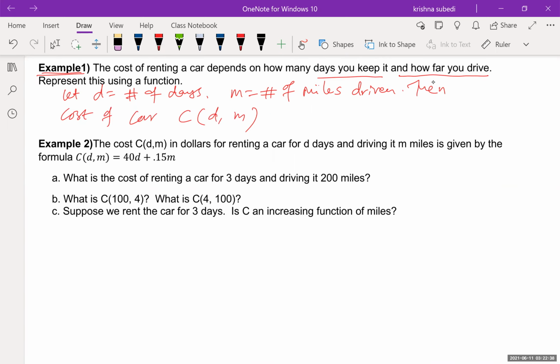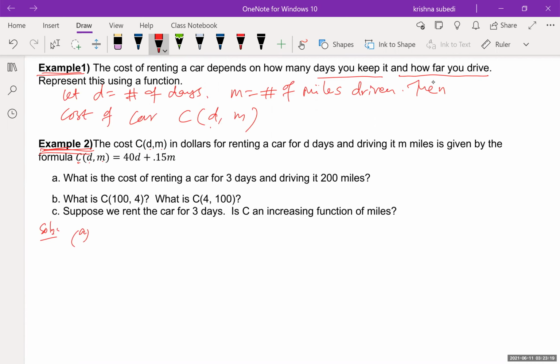So let us look at example 2. In example 2, the relation between D and M is given, a function is given there. The cost C(D, M) in dollars for renting a car for D days and driving it M miles is given by the formula C(D, M) = 40D + 0.15M. Now in part A, what is the cost of renting a car for 3 days and driving it 200 miles?